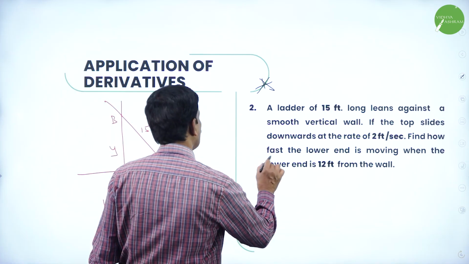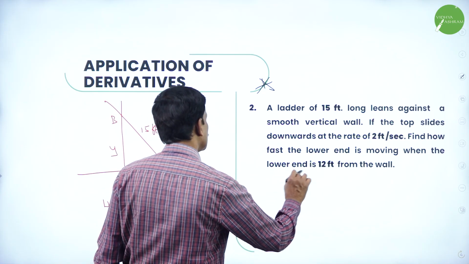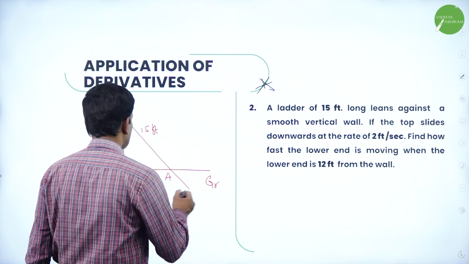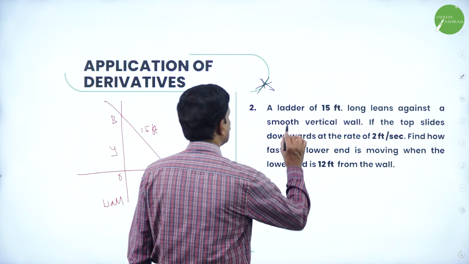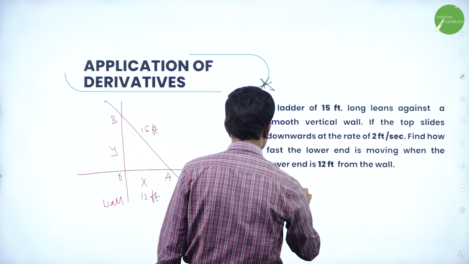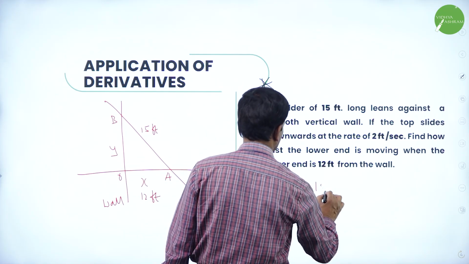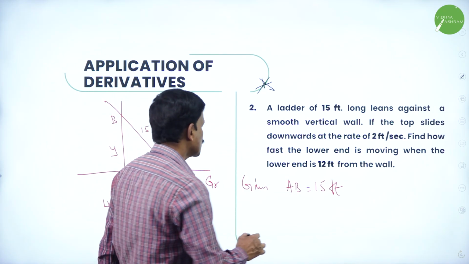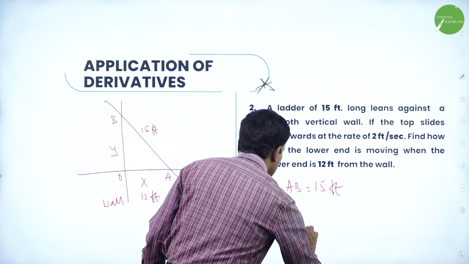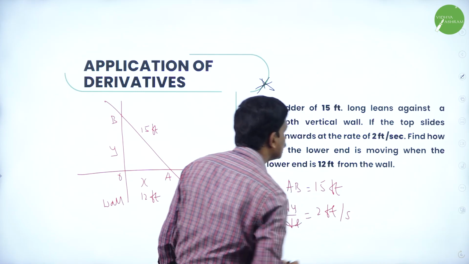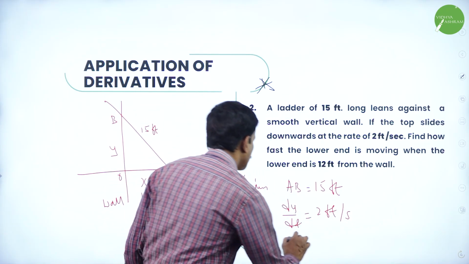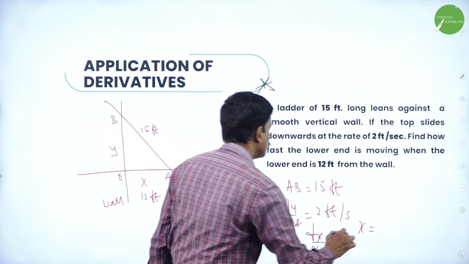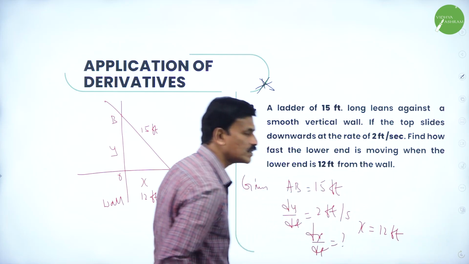Find how fast the lower end is moving when the lower end is 12 feet. So x is equal to 12 feet. What is given? Given a ladder of 15 feet, that is AB is equal to 15 feet. And the top slides downwards at the rate of 2 feet per second, that is dy by dt is equal to 2 feet per second. Find how fast the lower end is moving, that is, to find dx by dt when x is equal to 12 feet. That's it. These are the given conditions.